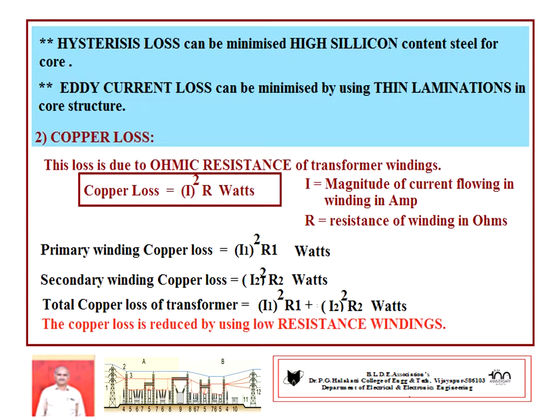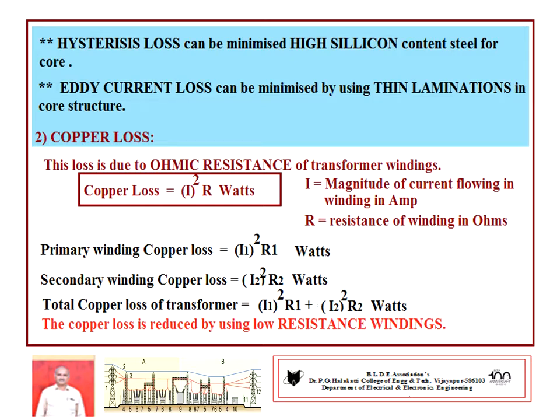A transformer has two windings, one primary winding and one secondary winding. Hence, the primary winding copper loss is given by I1 square R1, where I1 is the current flowing through the primary winding and R1 is the resistance of the primary winding. In the same fashion, I2 square R2 is the secondary winding copper loss, where I2 is the current flowing through the secondary winding and R2 is the resistance of the secondary winding.